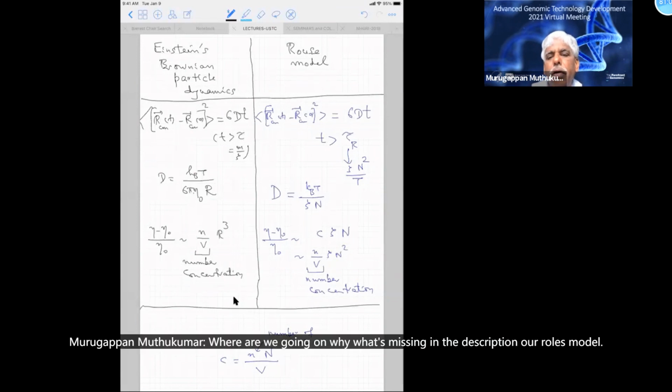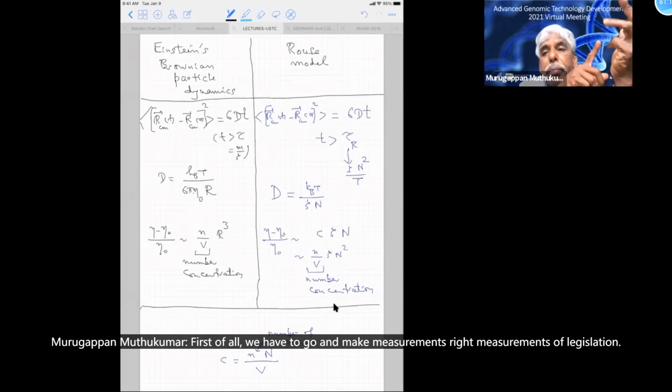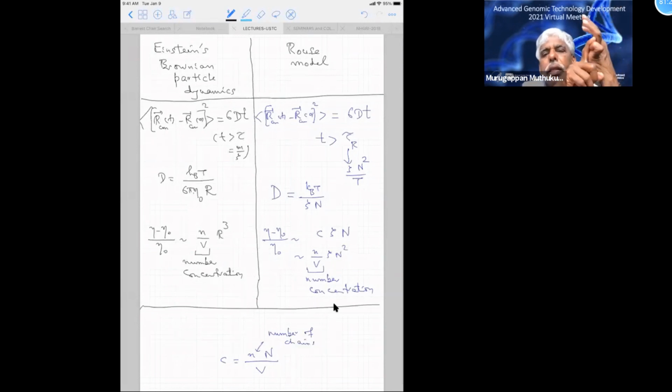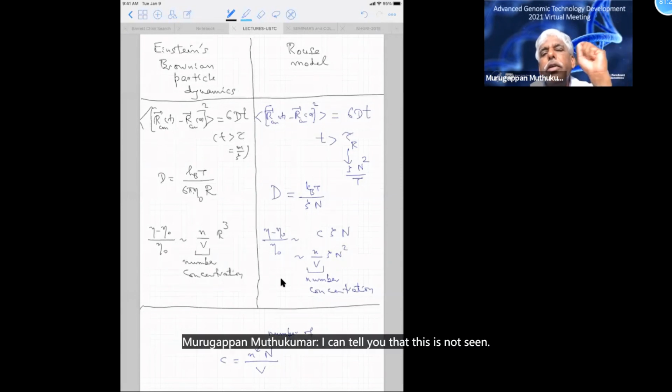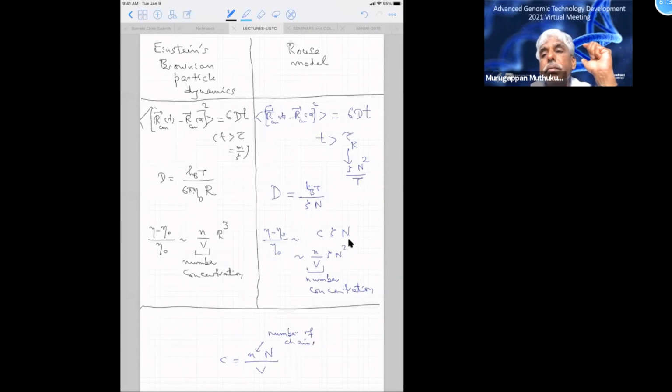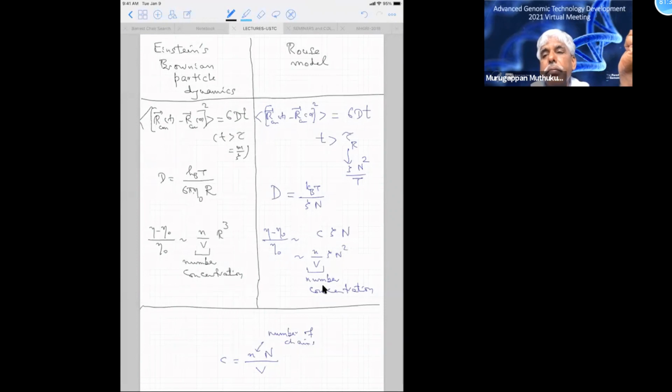Where are we going wrong? Why? What's missing in the description of the Rouse model? Right. First of all, we have to go and make measurements of dilute solution. We can measure how the viscosity goes in dilute solutions. I can tell you that this is not seen for a Gaussian chain, which is theta condition. We do not see that.